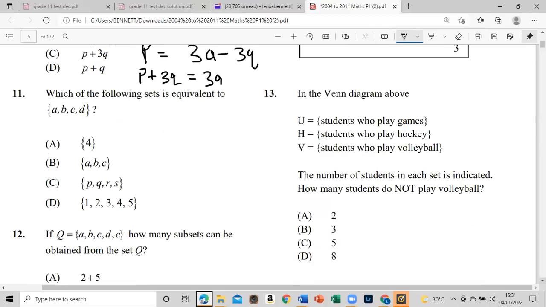Alright, number 11. Which of the following sets is equivalent to A, B, C, D? Alright, so this would be C. Both of them have 4 elements.